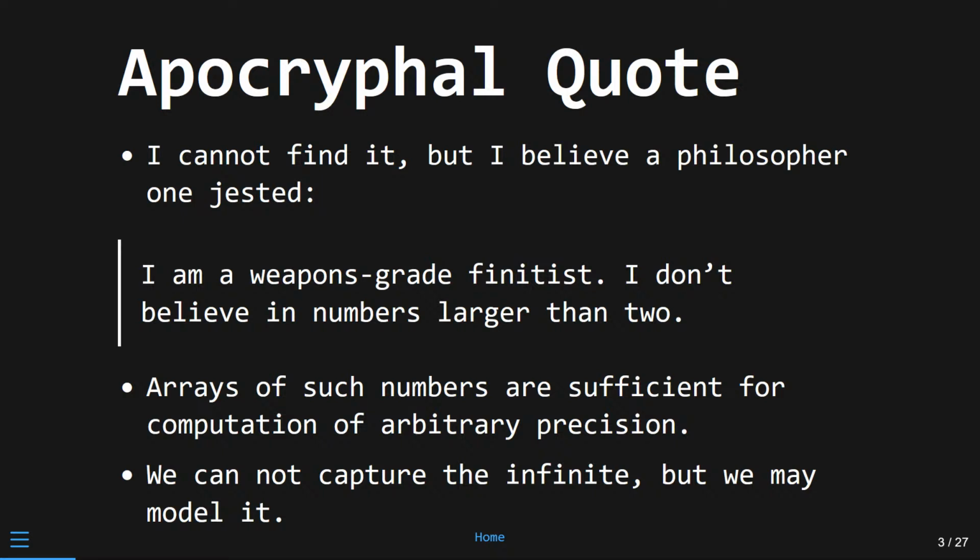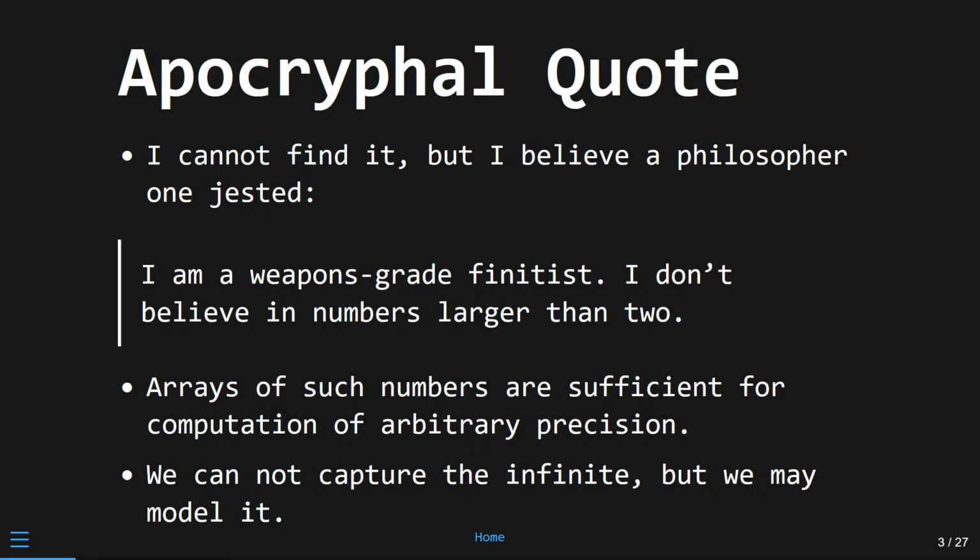So anyways, this tweet was posted on Twitter, and then it was cross-posted to Bluesky by philosophers based in the UK. So that's who this is from. I am a weapons-grade finitist. I don't believe in numbers larger than 2. Does anyone in here believe in numbers larger than 2? Yeah, right, they could exist.